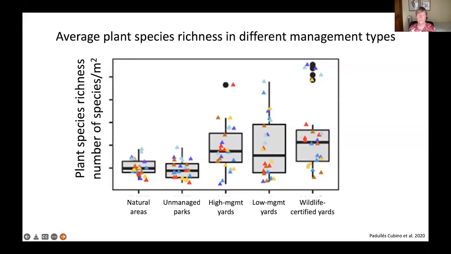So if we look just at average plant species richness in these different management types, so we're thinking here about the number of plant species per unit area. You can see that our yards generally have more species than our natural areas. And this makes sense because our yards are a mix of all of the cultivated and native species that people plant, as well as the volunteers that people didn't plant, including native species and weeds.